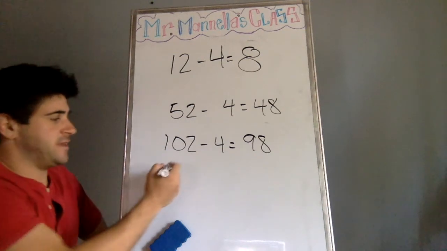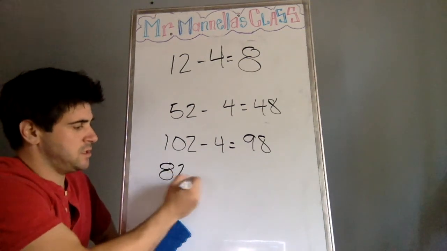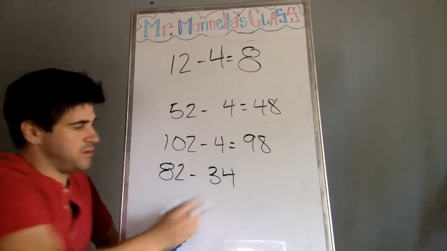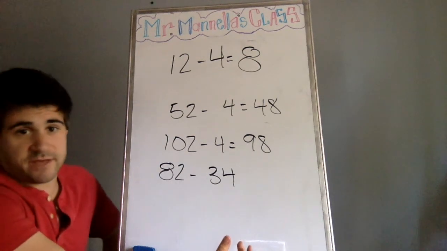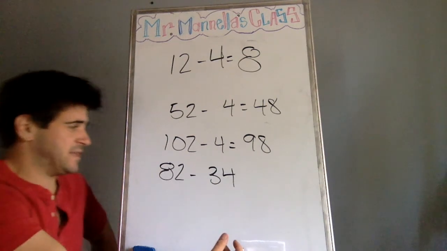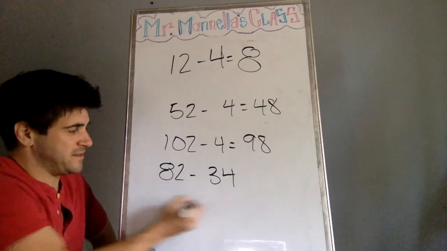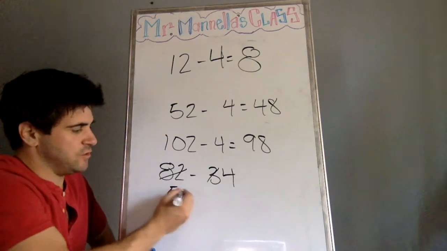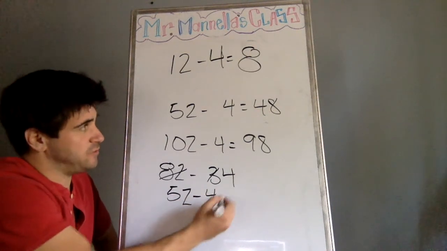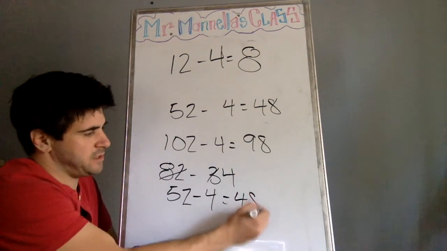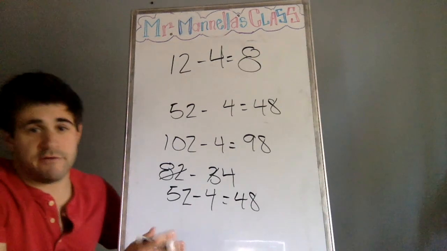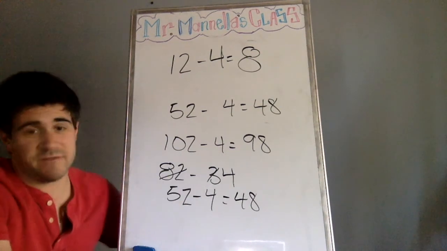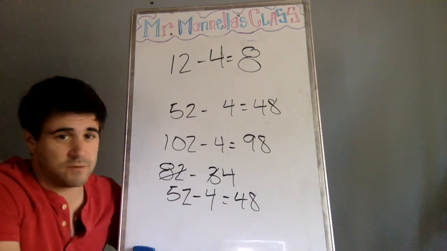And if we had, let's say, 82 minus 34, remember, you can take the 10s away first, or you can take the 1s away first. I like to take the 10s away first. 82 minus 30 is going to give me 52, and then I can just do 52 minus 4, which we have up here is 48, okay? However you're comfortable. You can take the 4 away first and go 78 minus 30. Nothing wrong with that, okay?